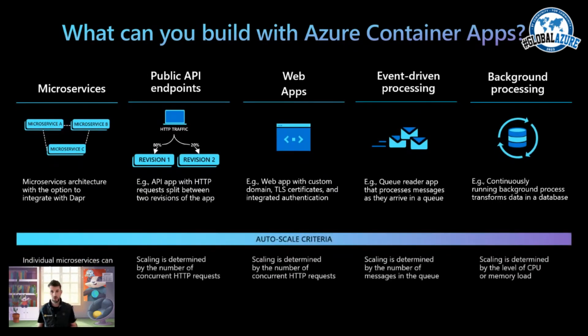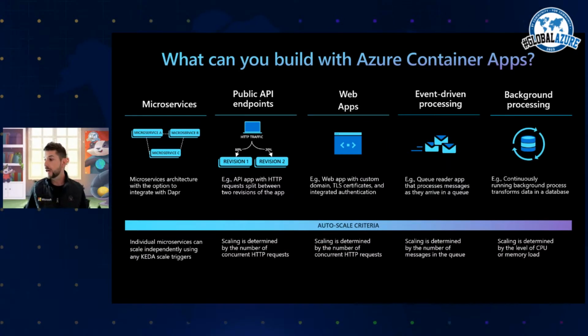So what can you build with Azure Container Apps? I would say basically anything, but especially when it comes to the scaling, there are different aspects of it. If we're talking about microservices, you might want to scale them based on HTTP requests. Same is true for public API endpoints. You might have built this in the past with Azure Functions, but you can now also do this with Azure Container Apps, and then you can build the scaling based on the HTTP requests that are coming in.